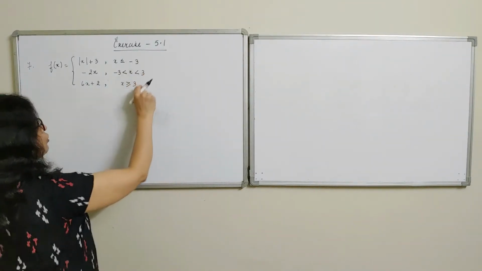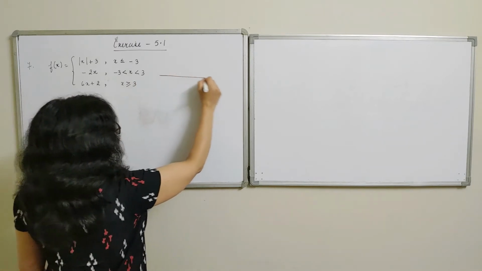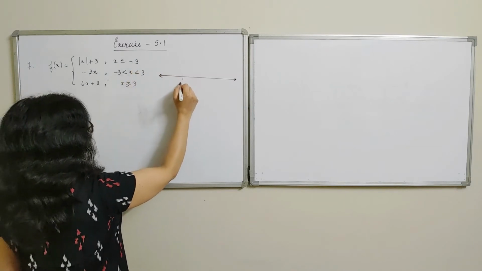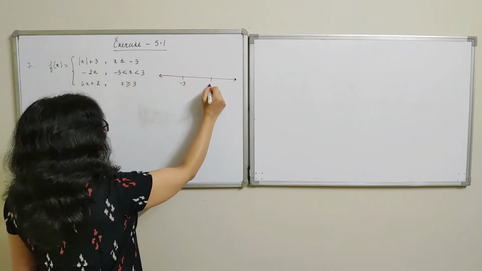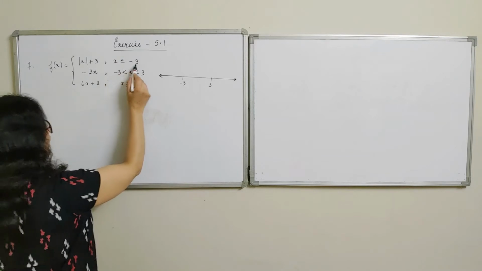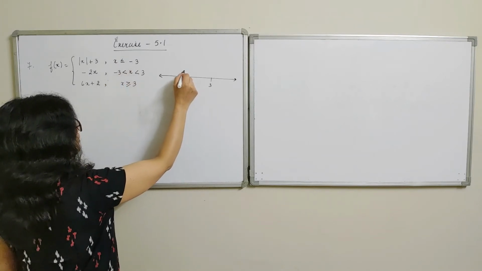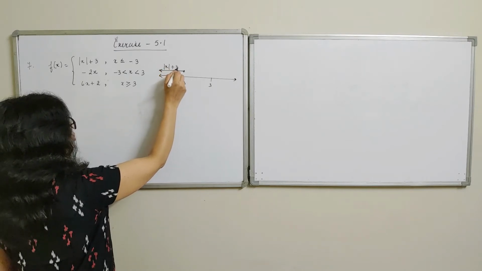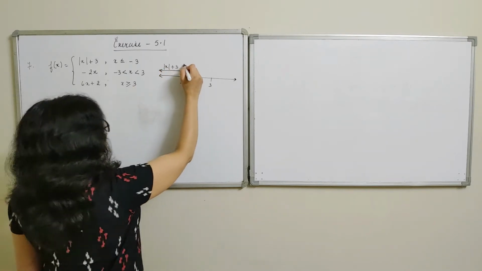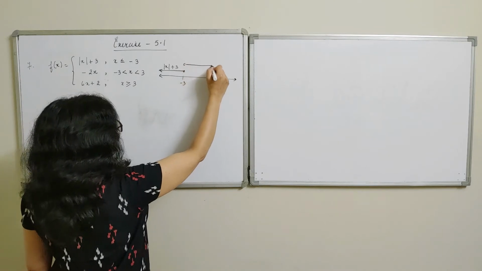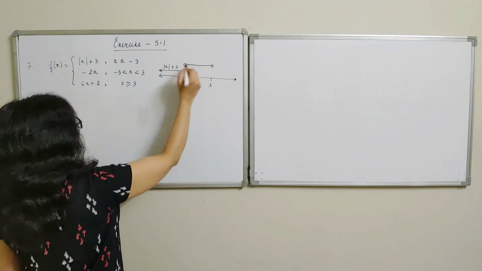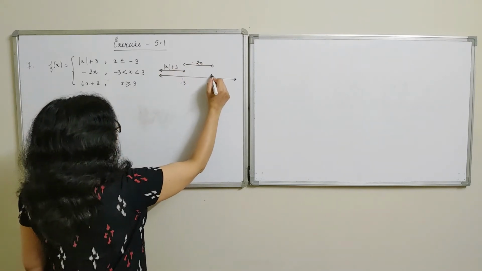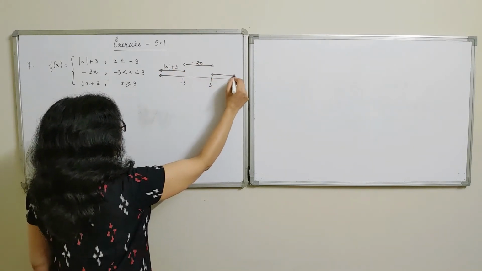So let's look into the domain. This is just to explain that in the domain we have some points like minus 3 and plus 3. Whenever x is less than or equal to minus 3, our function is mod x plus 3. If the value is in the open interval from minus 3 to plus 3, the function is defined as minus 2x. For x equal to 3 and more, the function is 6x plus 2.